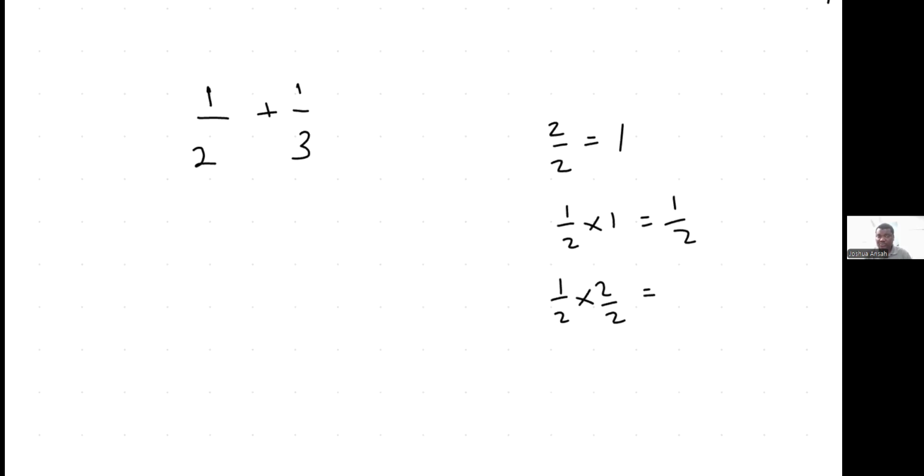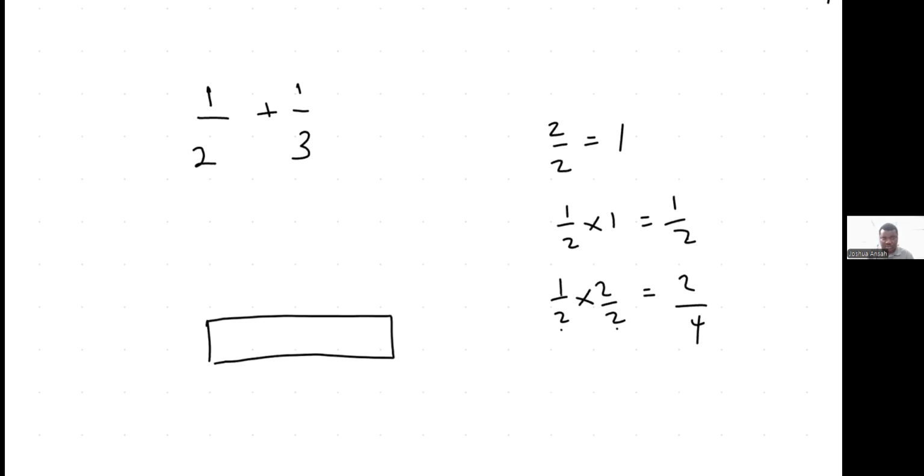If you're multiplying fractions, multiply the numerators, multiply the denominators. So 1 times 2 is 2, and 2 times 2 is 4. And then 2 out of 4 is equivalent to 1 out of 2. They are equivalent fractions. You can see that illustration over here.